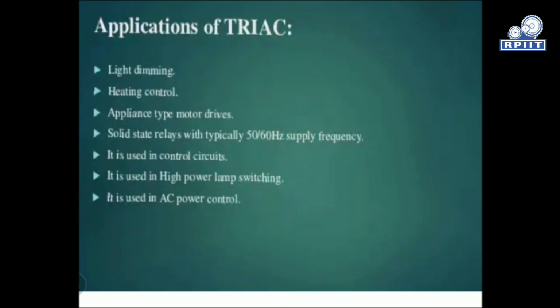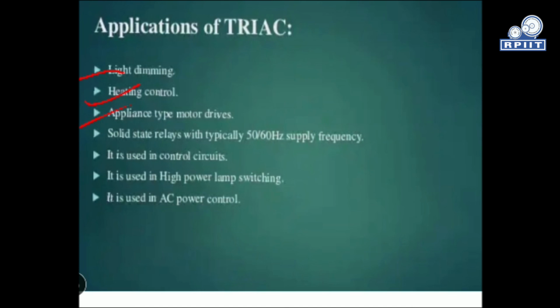Now we will talk about the applications of the triac. The first is light dimming, heating control elements, so automatic heat controllers. We can utilize it for induction heating. Appliance type motor drives: in industries or high switching devices where control of the drives is required, we always use the triac. In universal motors, servo motors or some kinds of AC motors and DC motor based devices, we apply the triac.